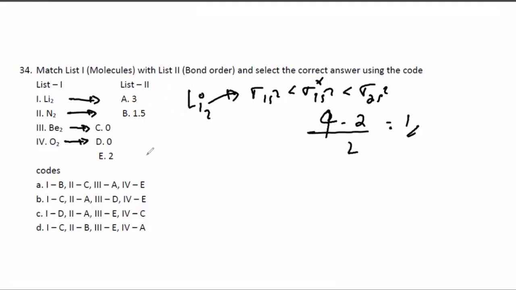So bond order is 1 here. Fine. Okay, wait. Let's find the bond order of N2. Bond order of N2 we know is 3. Bond order of B2 we know is 0. O2 we know is 2. And this is 1. Okay, so N2 is 3, so 2, the choice is A.